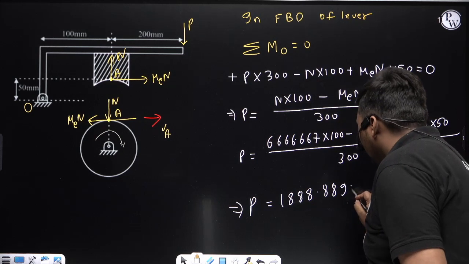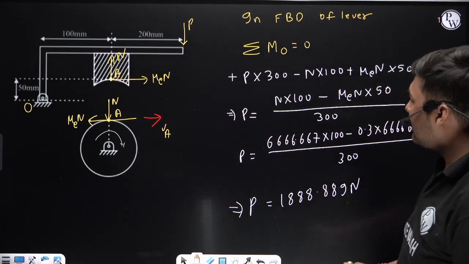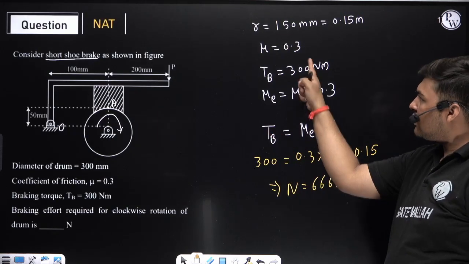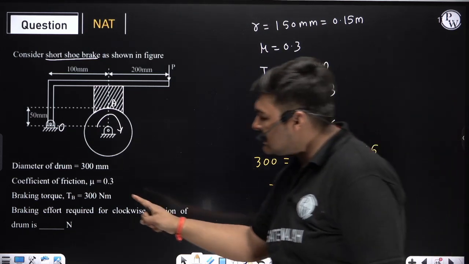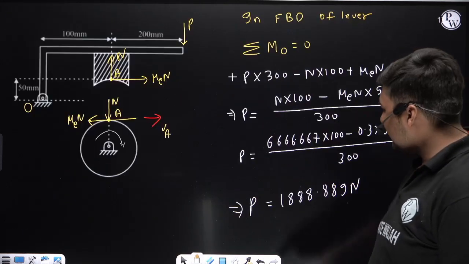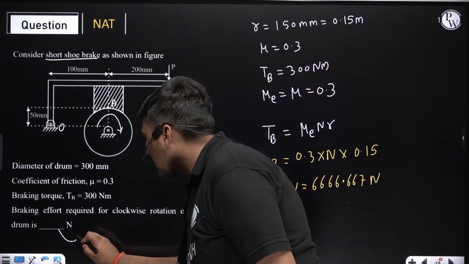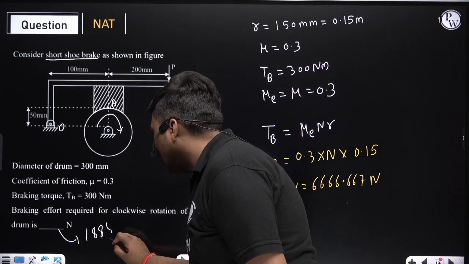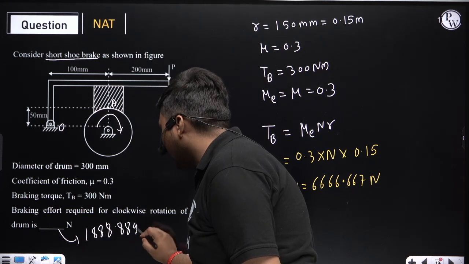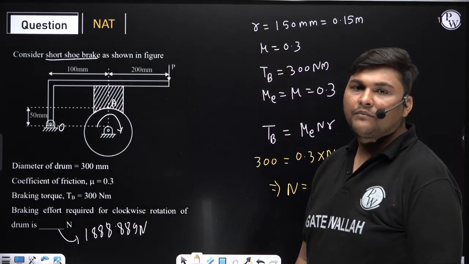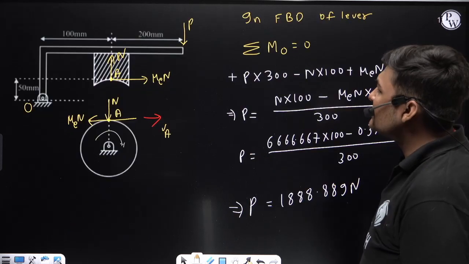1,888.889 Newton. So it is the value of braking effort to get this much of braking torque. Okay. So the examiner has asked for braking effort in Newton, and we have already calculated braking effort in Newton, which is 1,888.889 Newton. Okay. Based on this concept, we will discuss one more question.